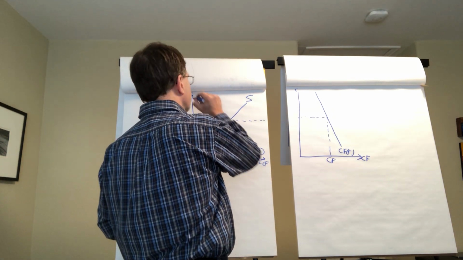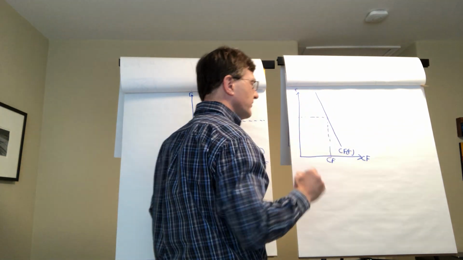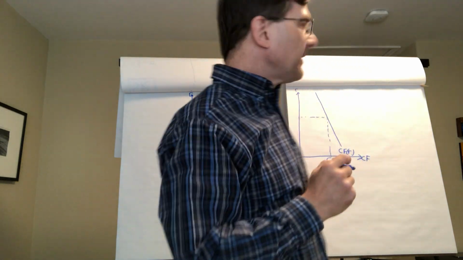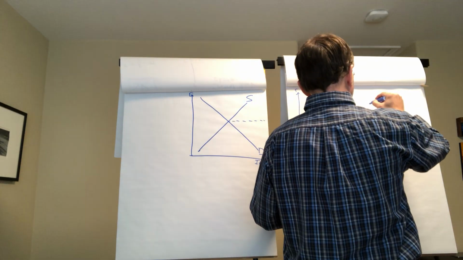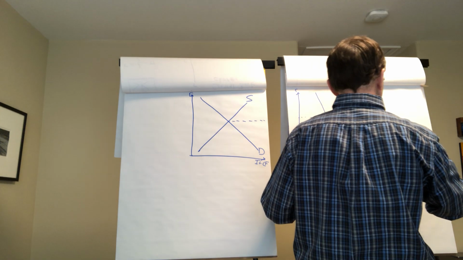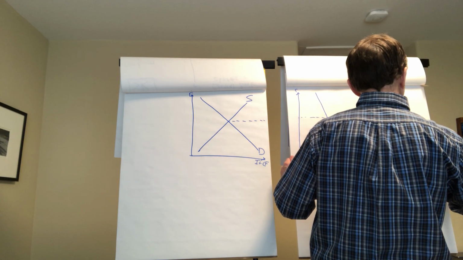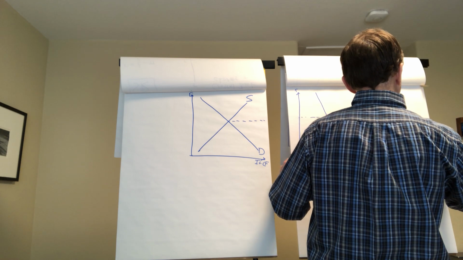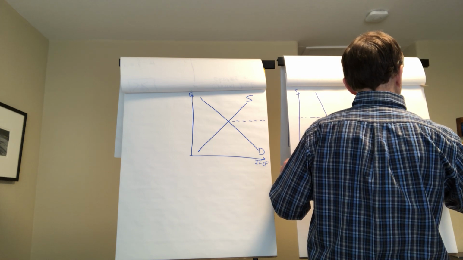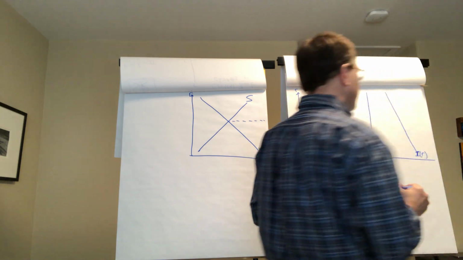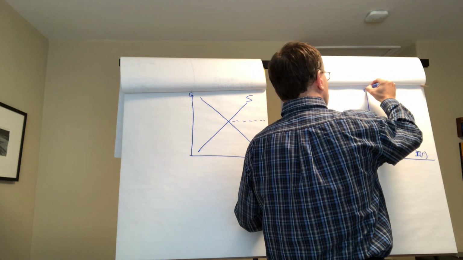I don't know if I need these arrows on here, but I'll put some arrows there. Then let's go over to do the investment curve. There's investment as a function of the interest rate. Lower interest rate makes more investment projects look like a good deal. So you do more investment.